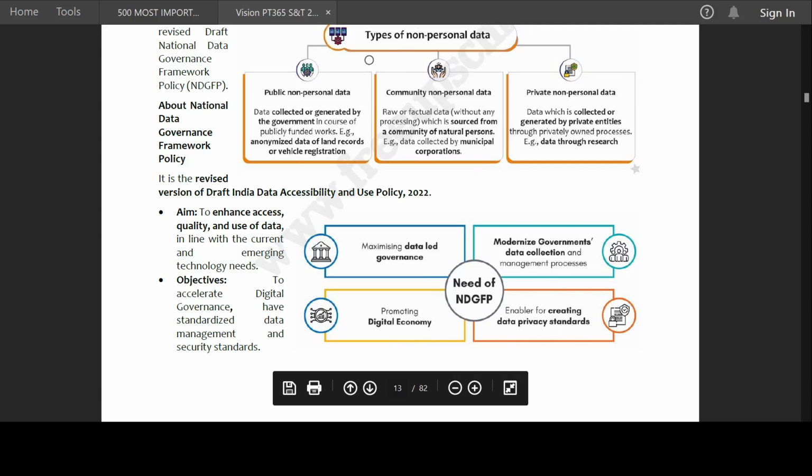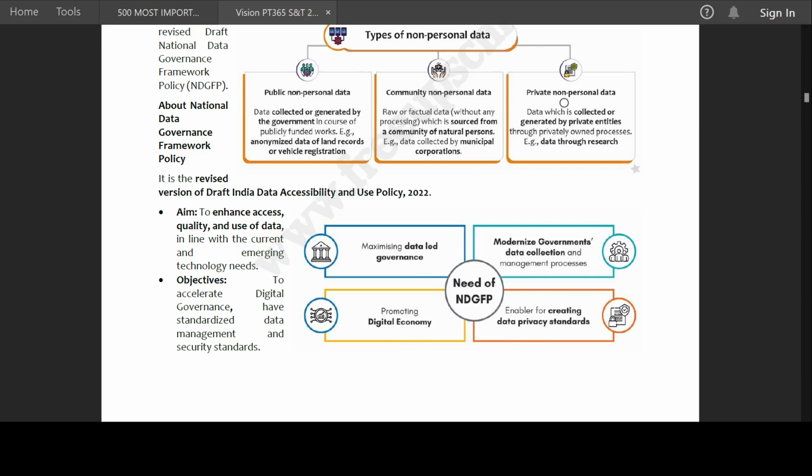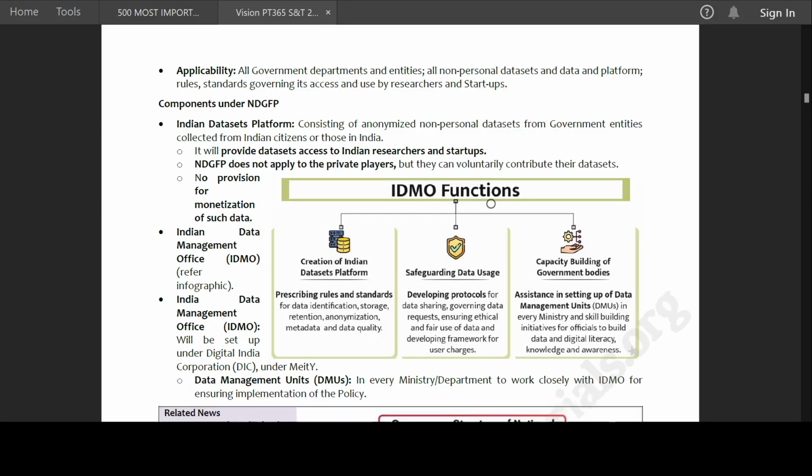Okay, types of non-personal data are public non-personal data, community non-personal data, and private non-personal data. Applicability: all the government departments and entities, all non-personal data sets and data, and platform rules and standards governing its access and use by researchers and startups.